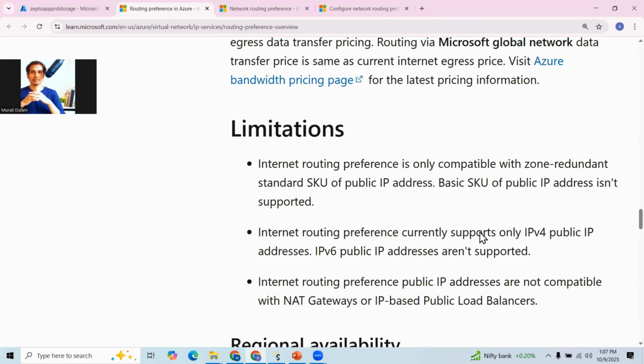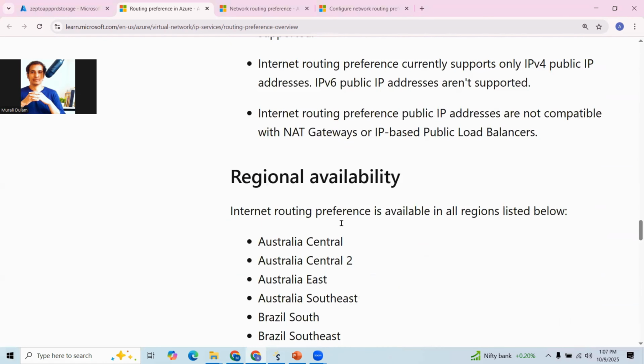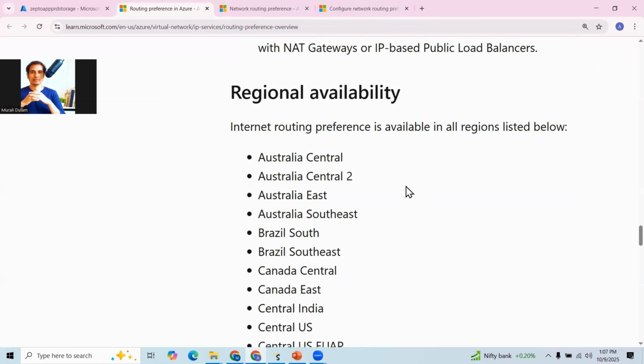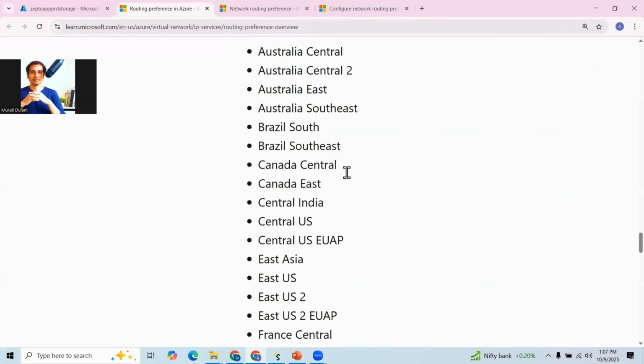It supports only IPv4, and only the public Standard SKU, including zone redundant Standard SKU. And also we need to understand region availability before deciding on the routing option. So these are the regions having internet routing preference available. All the regions have Microsoft Global Network, but if you are looking for internet routing, these are the regions available.